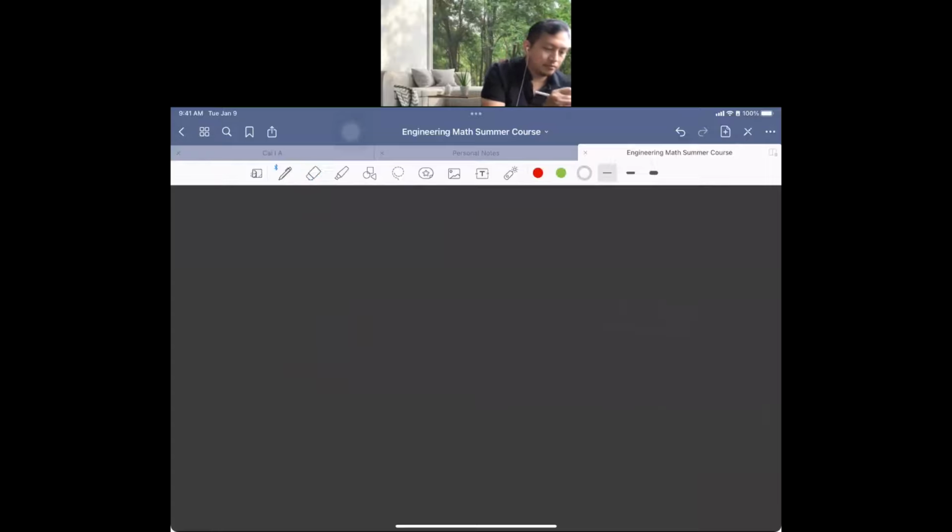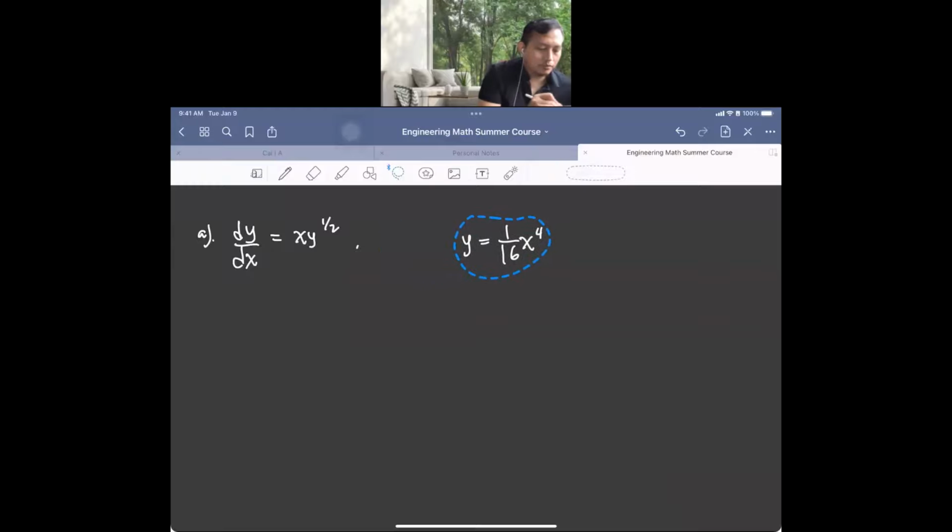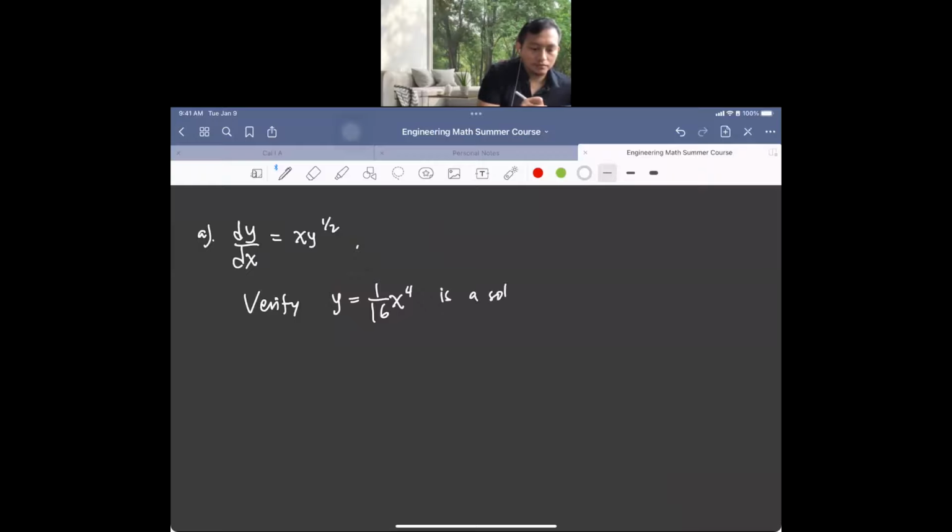So let's say we have dy/dx equals x y to the half, and we need to check whether y equals 1/16 x to the power of 4. Let me write here, verify y is a solution of the differential equation on the interval, on all x. It says all x.